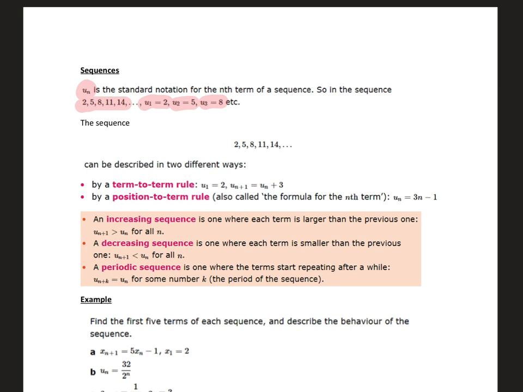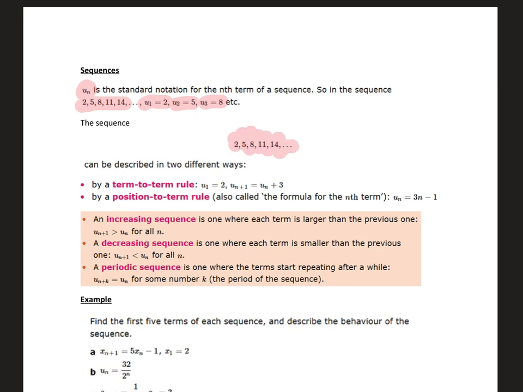Now, the letter U, we can use different letters, so we tend to use U, or we use X, or A. I'll try and use a mixture, so you get used to seeing different letters. But it just means sequence. If it's a letter, then a subscript, it just means a sequence. Okay, so sequences can be described in two different ways normally.